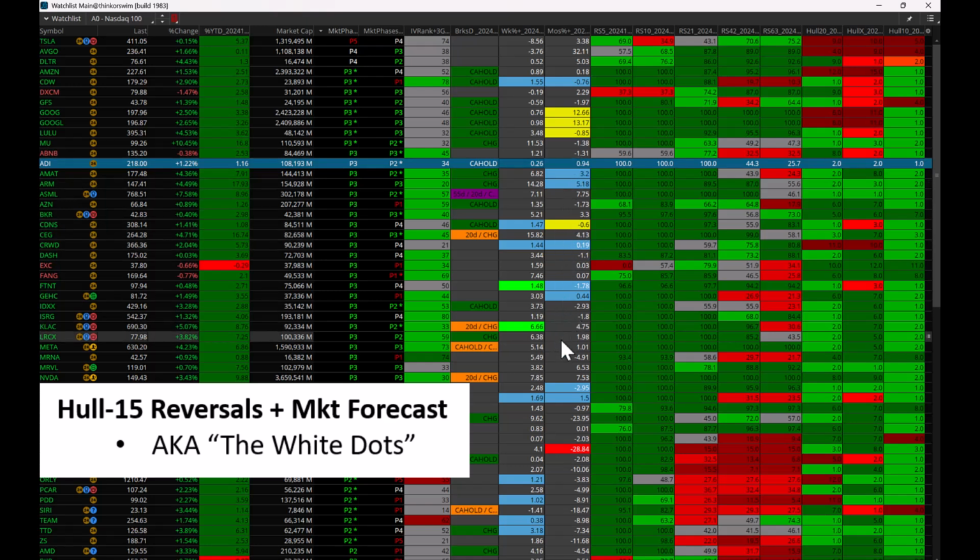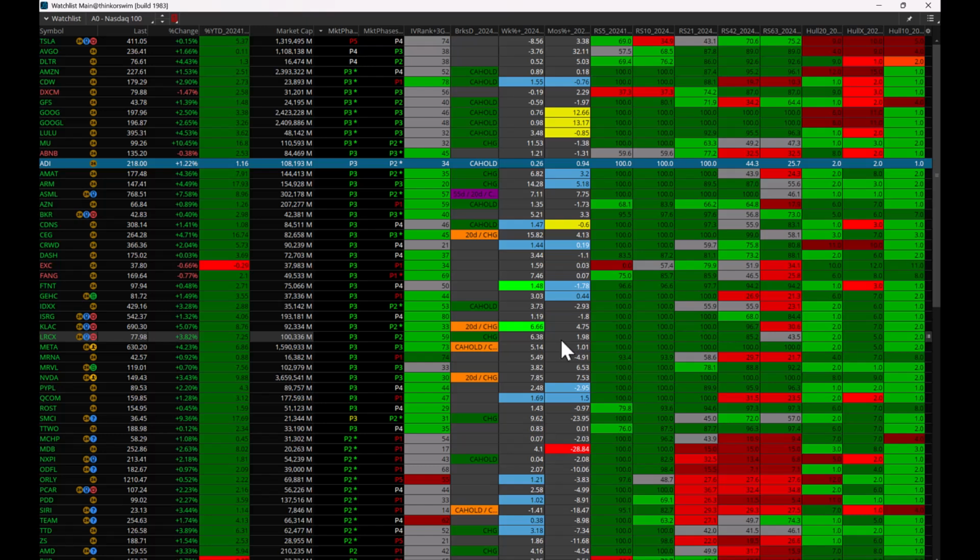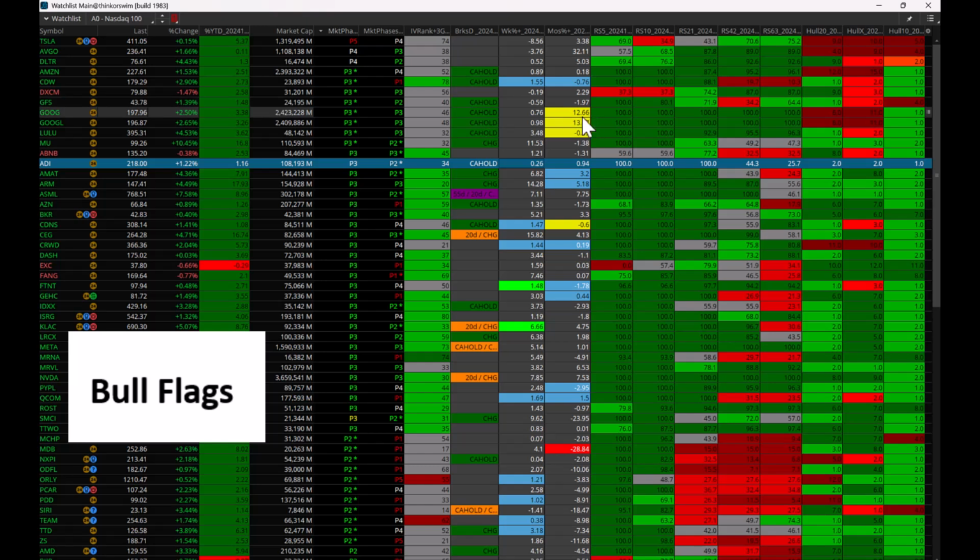And the last thing that I have in here is these yellow bars. And this basically came from a code snippet that I got from James Boyd that tries to show bull flags setting up.